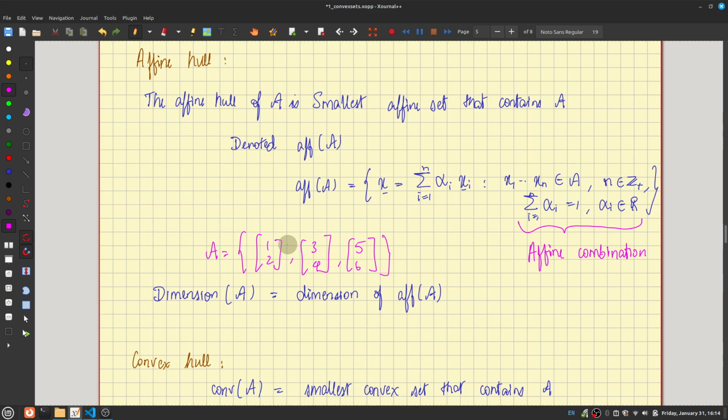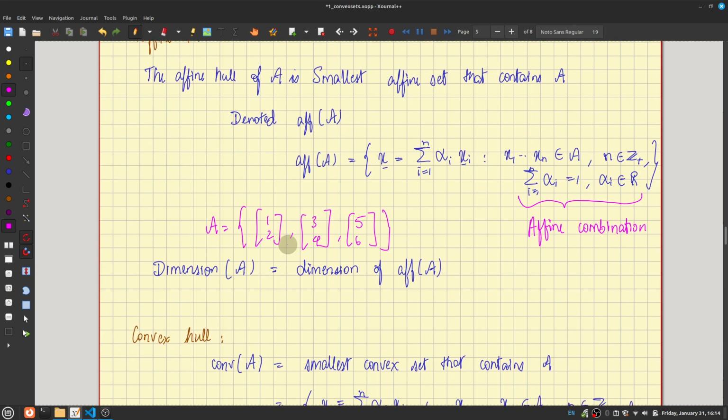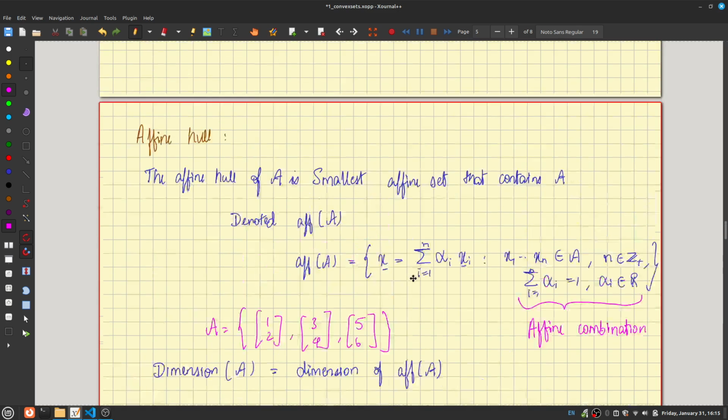Okay, that's good. So for any set A, any subset of Rn, I can construct the affine hull, which is the smallest affine set that contains A, and we'll say that the dimension of the set is the dimension of the affine hull of A. So any affine set, as we've seen, every affine set basically takes what form?